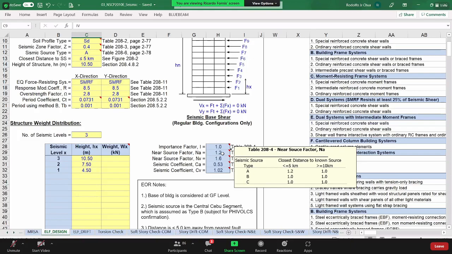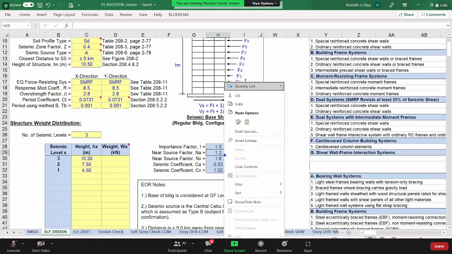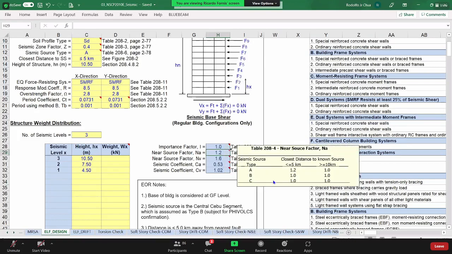Ang pag-determine sa NA is based on the seismic source type. So earlier we identified nga it's type A, and then the distance is less than 5 kilometers. So type A, then less than 5 kilometers. So I have to use NA value of 1.2.